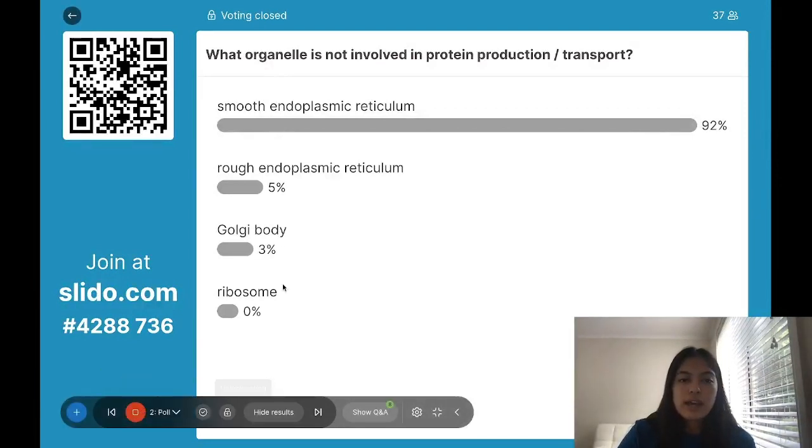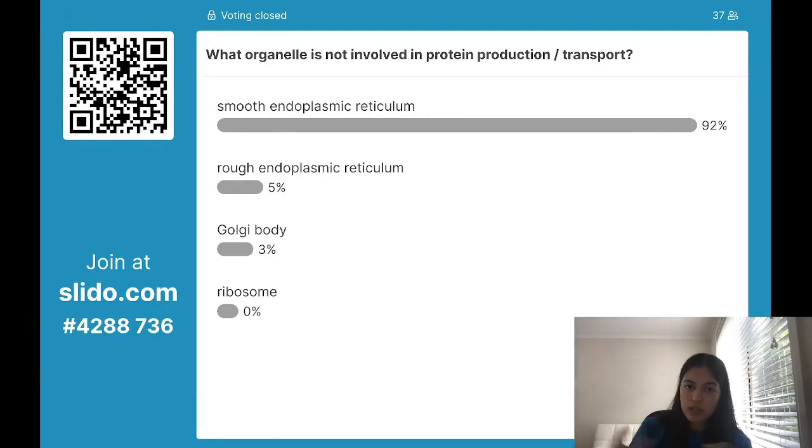So the answer is the smooth endoplasmic reticulum. With our ribosome, we're thinking of our protein production, so where the protein is actually made. Then it moves on to our rough endoplasmic reticulum for further modification and transport, and then into our Golgi body, where we've got further packaging. So remember, the smooth endoplasmic reticulum is more associated with our steroid molecules or our lipids, things like that.